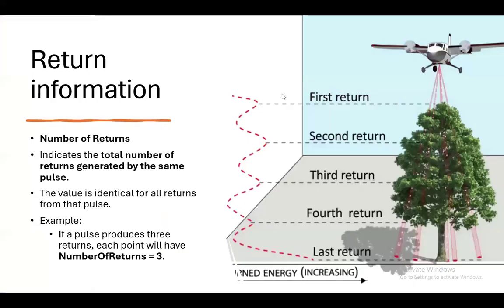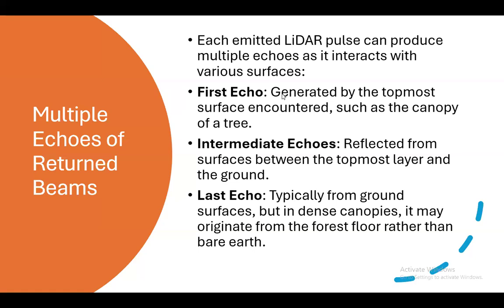Now you have number of returns. What is number of returns? How many returns are coming, that is basically the number of returns. It indicates the total number of returns generated by the same pulse. For example, if a pulse produces 3 returns, each point will have number of returns equal to 3. It is also called echoes: first echo, intermediate echoes, or last echo. It is similar to first return, second return, or the last return.